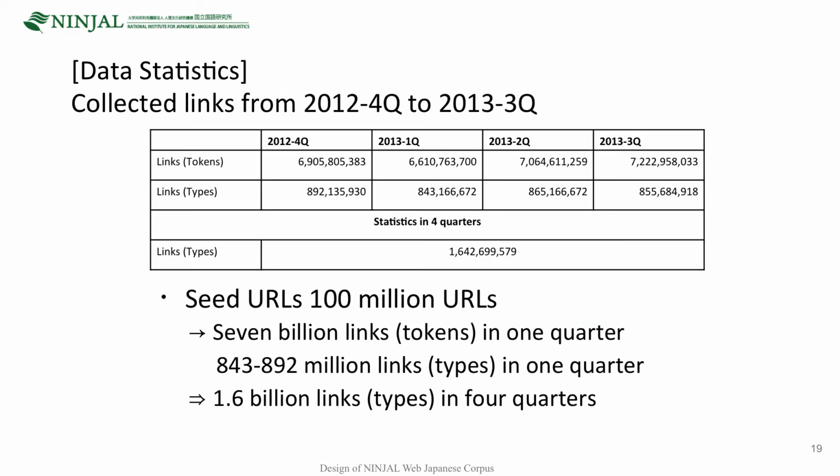The table shows the statistics of the collected links from the fourth quarter of 2012 through the third quarter of 2013. We collected 7 billion links, tokens, and nearly 900 million links, types, from 100 million URLs crawled in 3 months. In 4 quarters, 1.6 billion links, types, were aggregated. The seed URLs of 100 million URLs increased 16 times in 1 year.